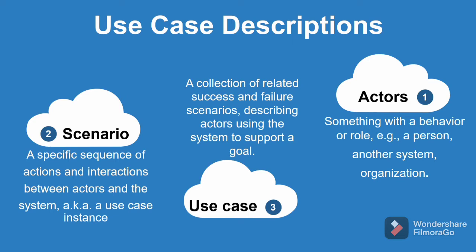An actor is something with a behavior or role, example, a person or another system or an organization. Next is the scenario. It is a specific sequence of actions and interactions between actors and the system, aka a use case instance. And next is the use case.